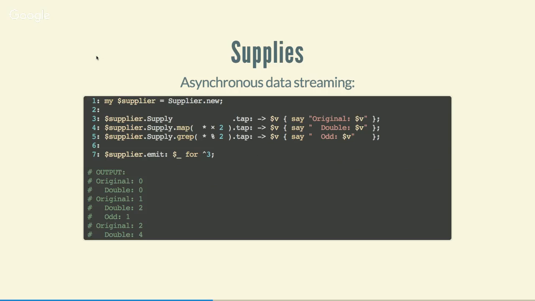On line number 3, we're just printing out whatever value we got. But now on line number 4, you can see you can actually use a map on whatever you get from your supply to change the value before you tap into it. And you can use grep as well. That's what we do on line number 5. And even though each block is just a say statement that prints out the value, from the output you can see that those values were either filtered or modified.